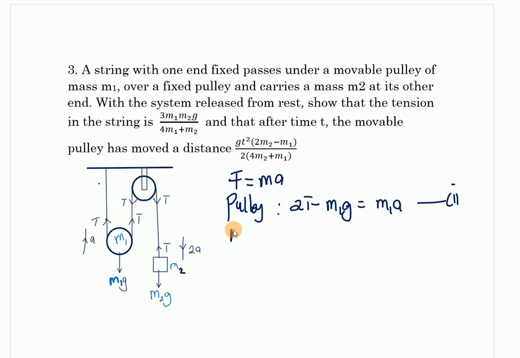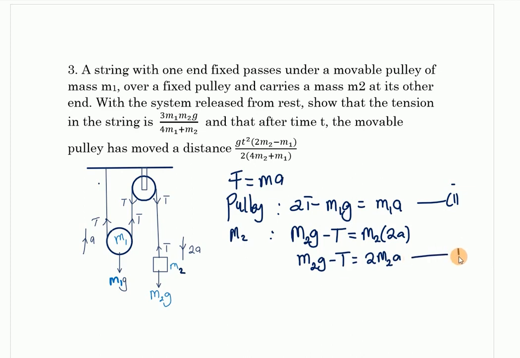For the motion of m2, m2 is moving downwards, so we have m2 times g minus the tension, which is acting upwards, is equal to m2 times 2a, the acceleration. Now we can reduce this to m2g minus T is equal to 2m2 times a. That is the one we shall call equation number 2.